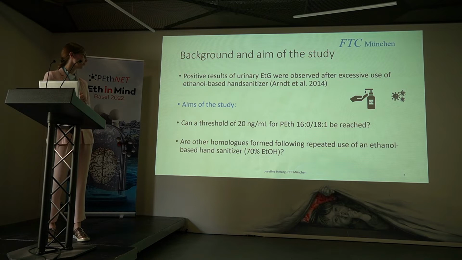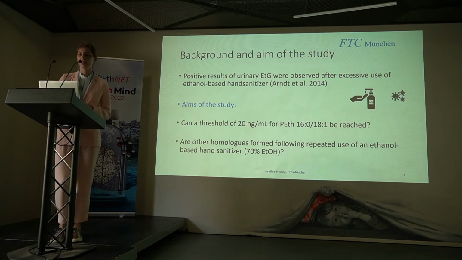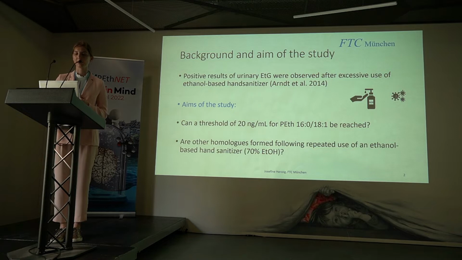So the first question was, can a threshold of 20 nanogram per milliliter for PEth 16:0/18:1 be reached? And second of all, are other homologues formed following the repetitive use of an ethanol-based hand sanitizer?